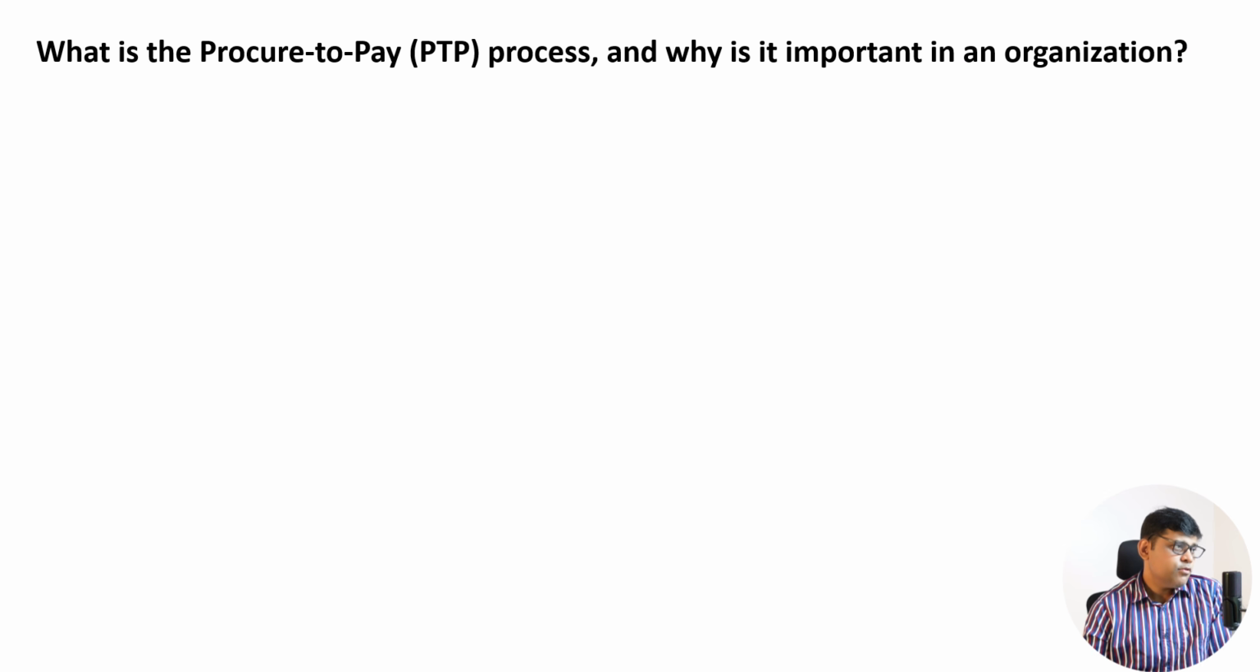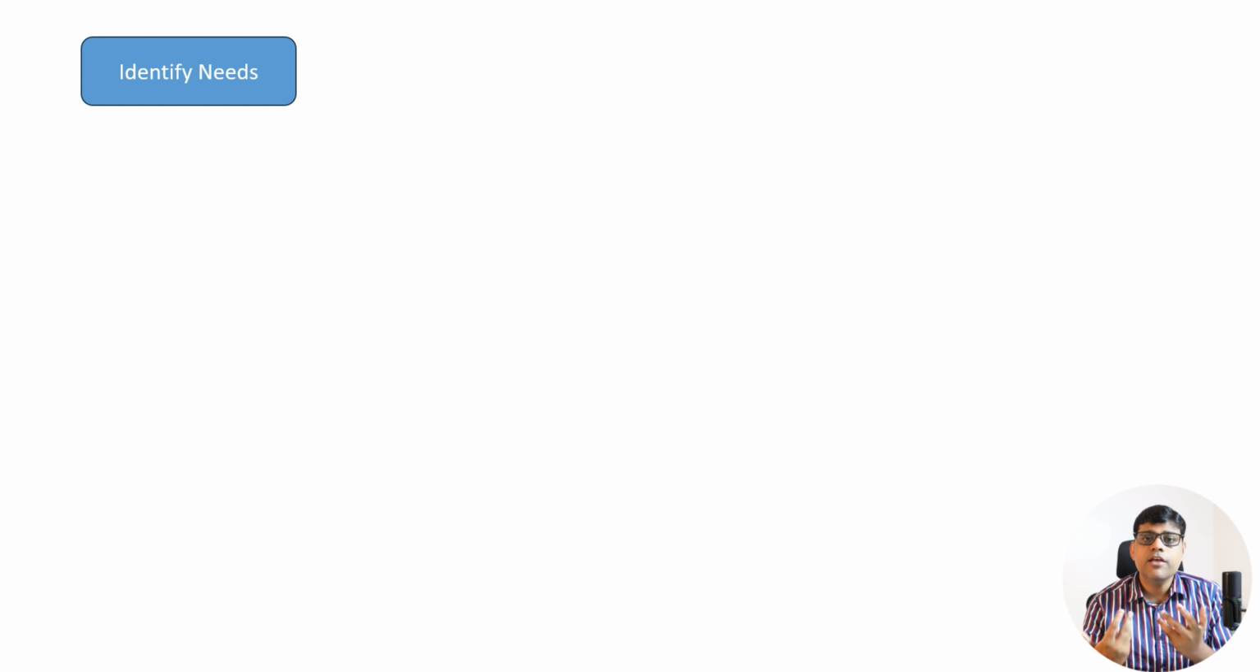The first question is: what is the procurement to pay cycle, the process that we will see, and why is it important in the organization? As I said, when any business is going to procure something, just check this cycle here. First we have to identify the need, what we are going to purchase. Are we going to purchase raw material? Are we going to purchase any spares? What exactly are we going to purchase?